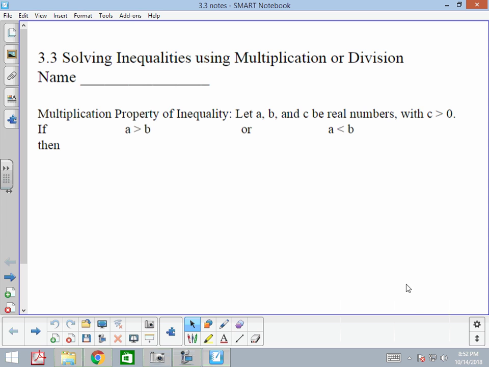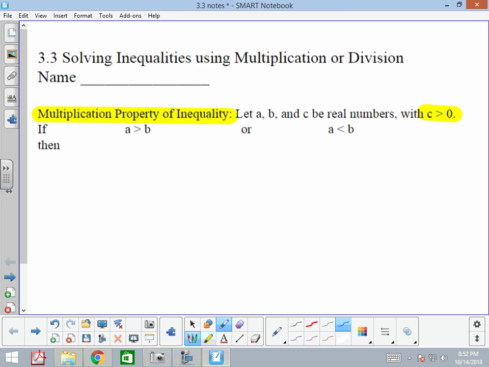Okay, Chapter 3, Section 3 is solving inequalities using multiplication or division. So let's first look at the multiplication property of inequality. Again, let A, B, and C be real numbers with C greater than 0. So in this particular example, C is greater than 0, which means that C has to be a positive number.